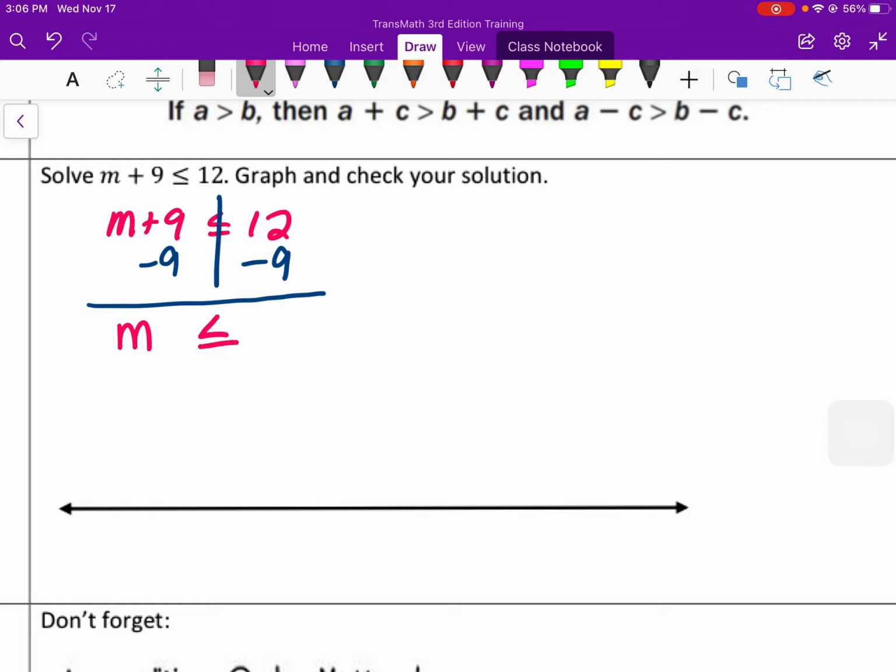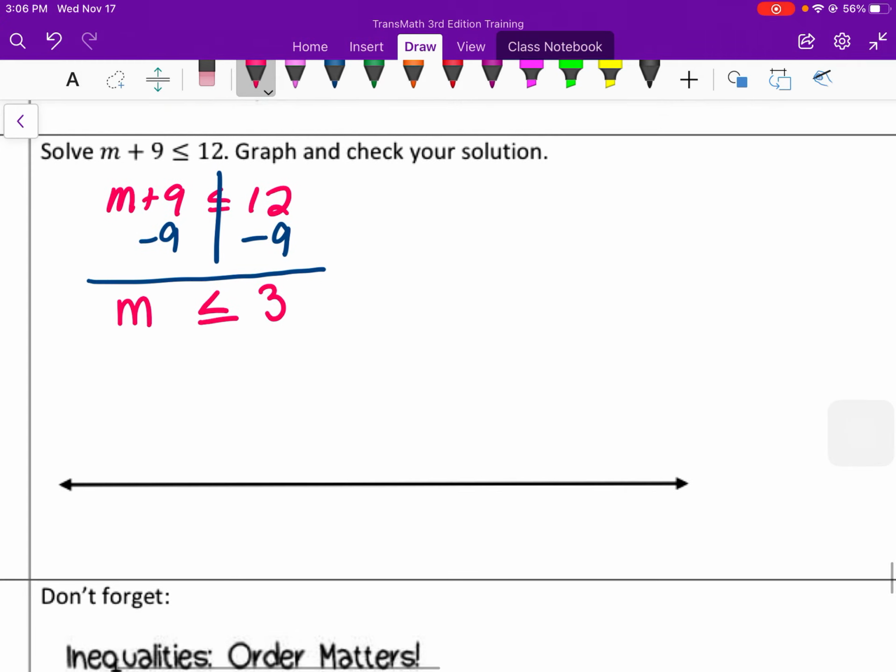12 minus 9 is 3. So we end up with m less than or equal to 3. So then we can graph that. 0, 1, 2, 3, 4, 5. And it's less than or equal to, so we'll have a closed circle at 3. It's including 3, and then less than would be to the left of 3.